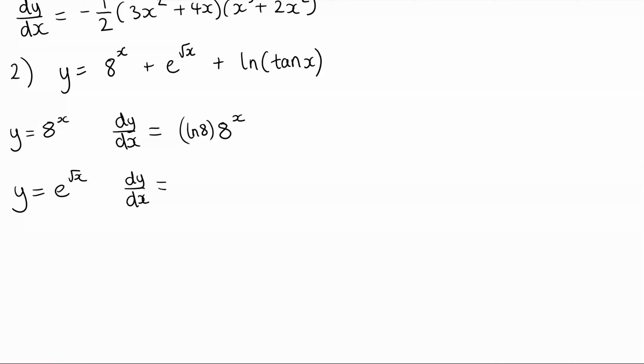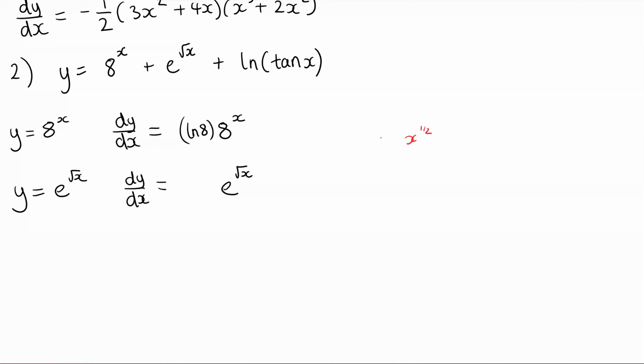So with the exponentials, as e to the power of root x, I just write e to the power of x, and I multiply it by the derivative of the power. So if I differentiate the square root of x, that's x to the power of a half.